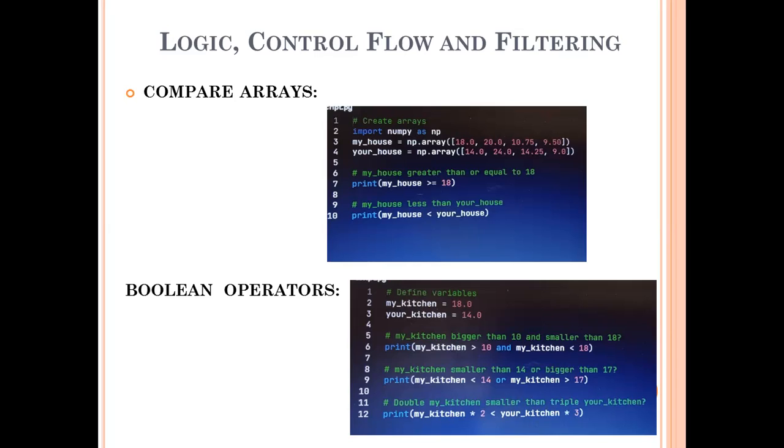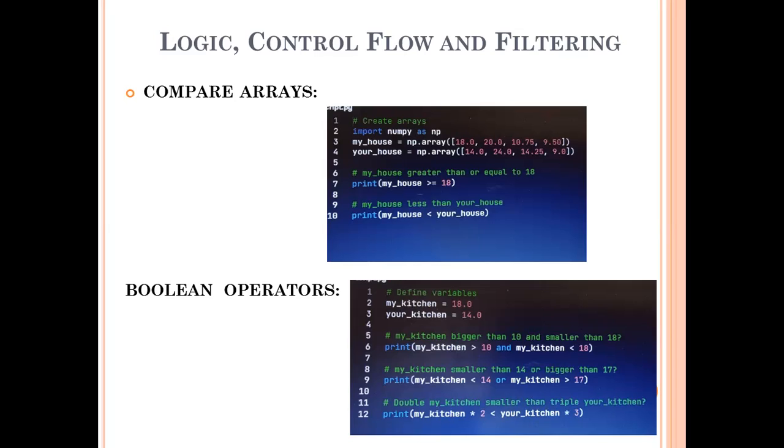If I want to print a condition in which my house is less than your house, then simply the two NumPy array names would be separated by a less than sign. Talking about some of the Boolean operators. In this example, I have two variables, my kitchen and your kitchen, and their values are given. Now, if I want a condition in which my kitchen is bigger than 10 and smaller than 18, then I will write the syntax according to the given condition as shown. If I want my kitchen smaller than 14 or bigger than 17, the syntax would be as shown.